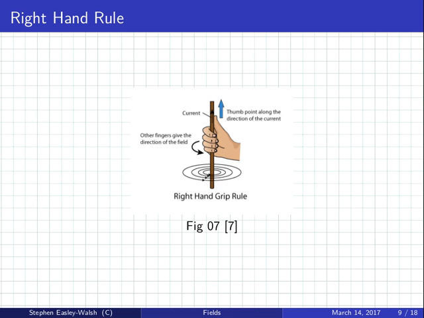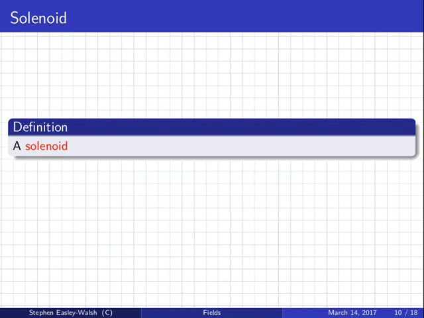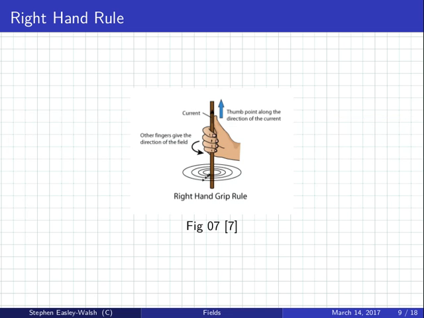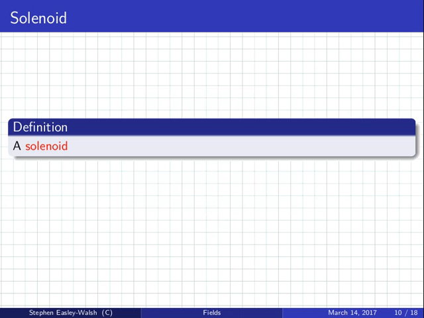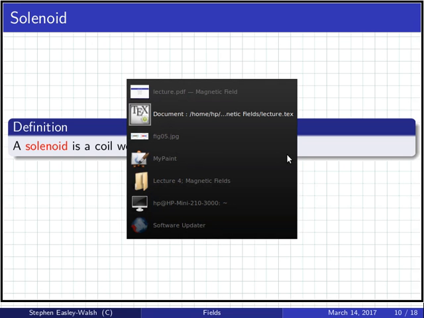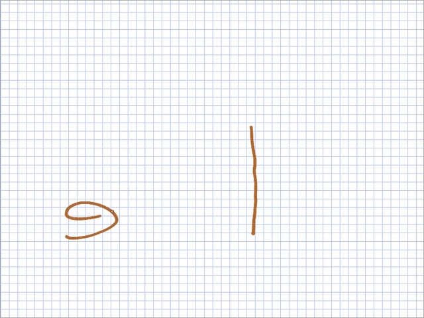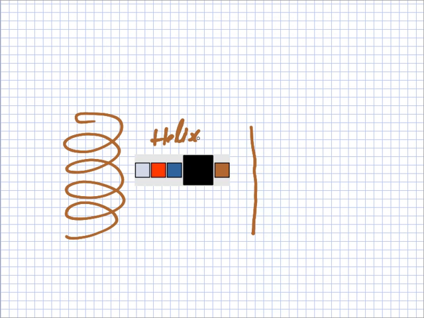Alright, continue. So that is for the current moving in a straight line, and then when it moves in that spiral, that's called a solenoid. The definition of a solenoid is a coil wound in a tightly packed helix. What the heck is that? Well, do you know this verb wound? It means to turn like this. And helix is the name of this shape in maths. This is called a helix. It's kind of like a string.